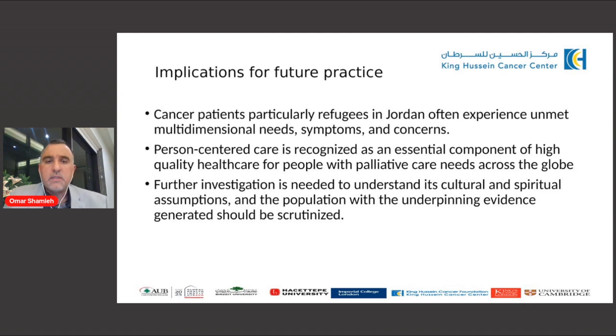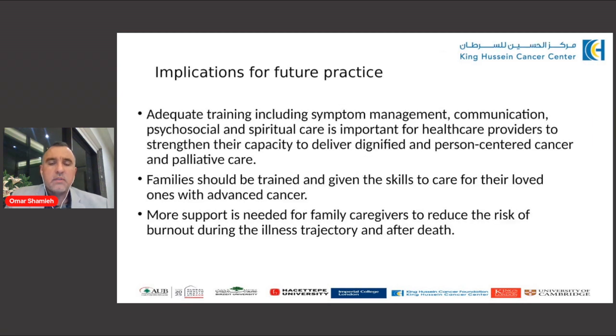The implication is that patients, particularly refugees in Jordan, often experience unmet multidimensional needs, symptoms, and concerns, and really high quality healthcare is needed for them. Further investigation is needed to understand some of the cultural and spiritual assumptions underpinning the evidence generated for this population, which should be scrutinized. Adequate training is paramount for people who are caring for those refugees, whether in urban settings or even in the camps. Families should be trained to give support to patients, with more support also to reduce burnout, throughout the disease trajectory, even after death.